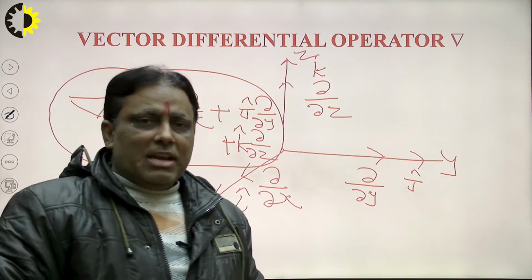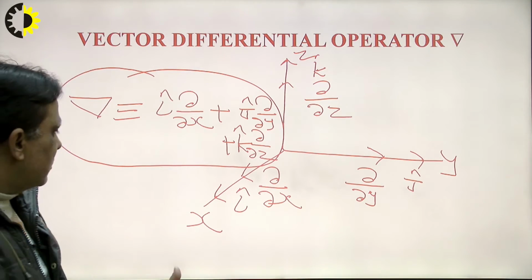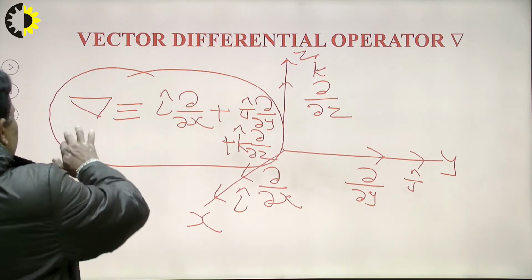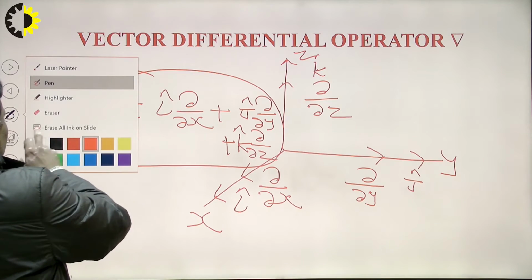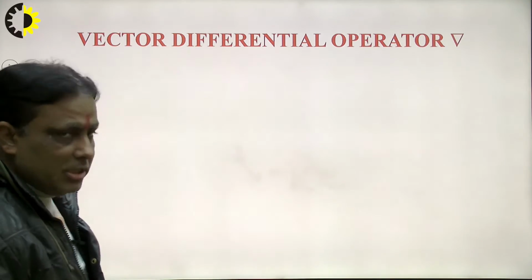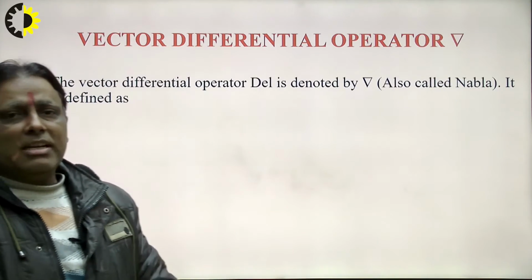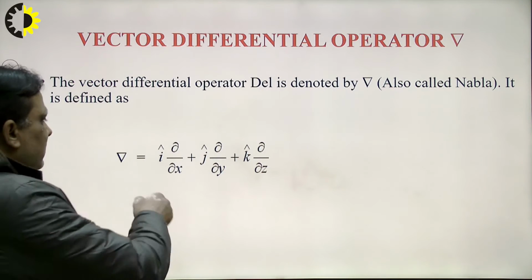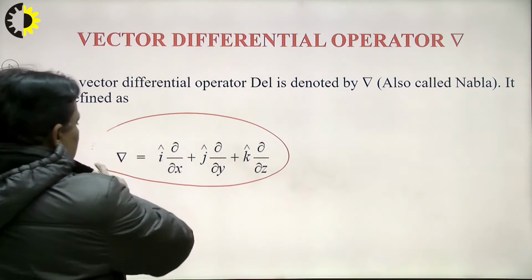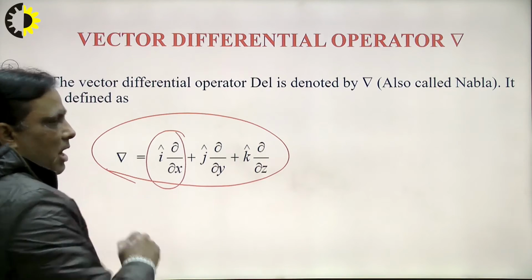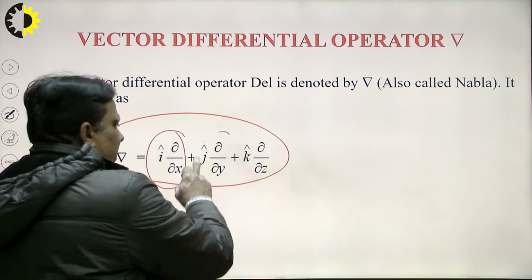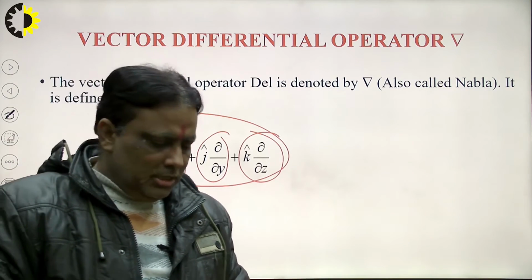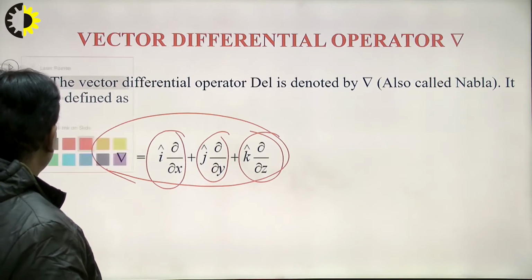So in this way we can find the components in the direction of x, y, z all three together, represented by del. So we can calculate one by one using these components, and the vector differential operator del is denoted by the triangle symbol. This is the notation I just explained. This is about the x axis, this is about the y axis, and this is about the z axis at a particular point. So in this way we can find out one by one.